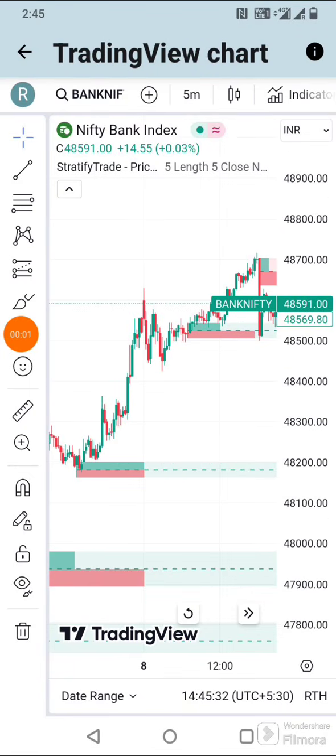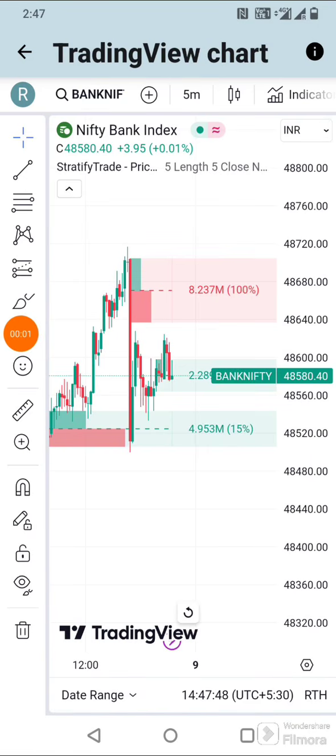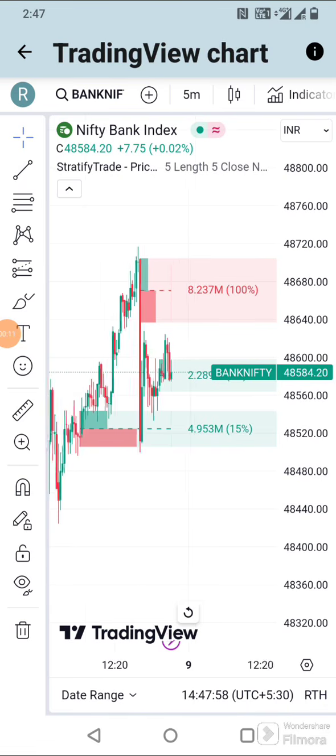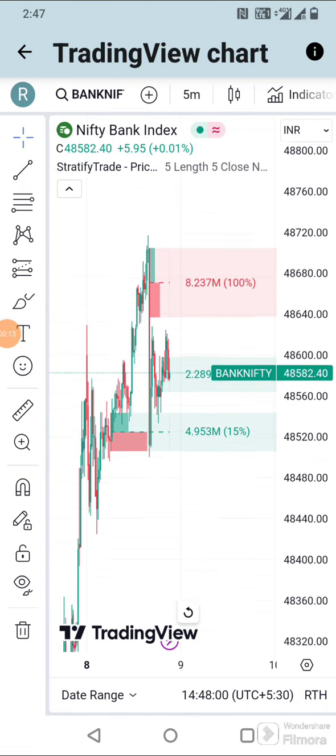When the price touches the green dotted line and the price starts increasing from there, or the price crosses above the green zone, buy the call. When the price touches the red dotted line and the price starts decreasing from there, or the price crosses below the red zone, sell the call.